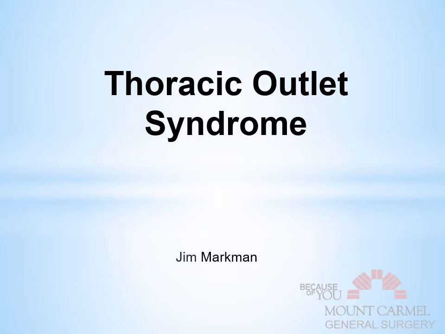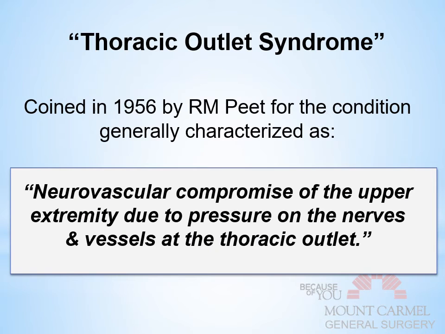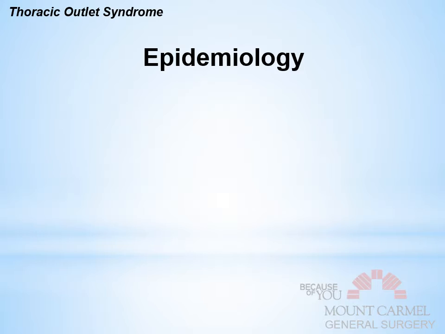All right, guys, today we're going to talk about thoracic outlet syndrome. This is a term coined in 1956, and it essentially describes the neurovascular compromise of the upper extremity due to pressure on the nerves and vessels at the thoracic outlet.